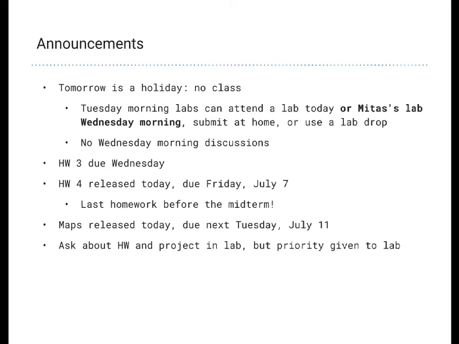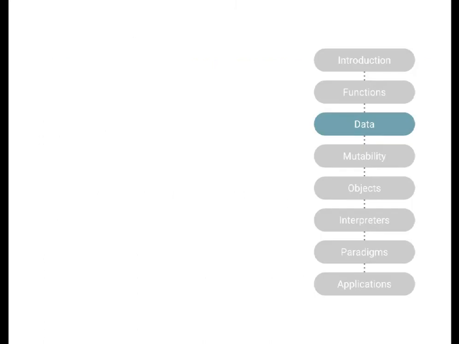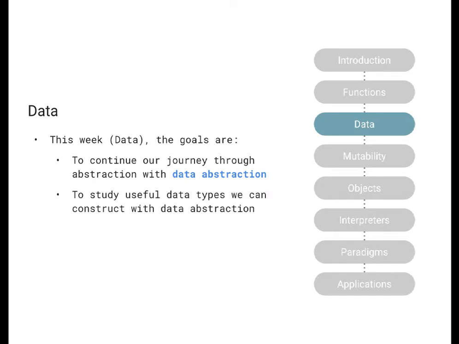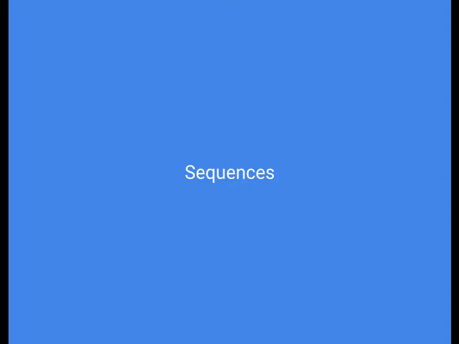Jumping into content. So this week we're talking about data. And so the goals for this week are to continue our journey through abstraction with data abstraction that we introduced last week. And the way we're going to do that is we're going to study what we call abstract data types, right? And we create those data types using data abstraction. And so one data type we've been talking about is called the sequence abstract data type.